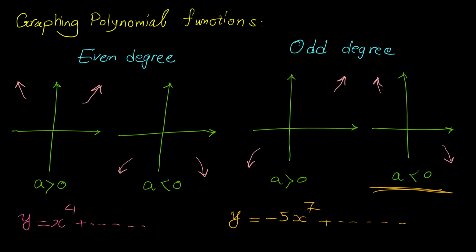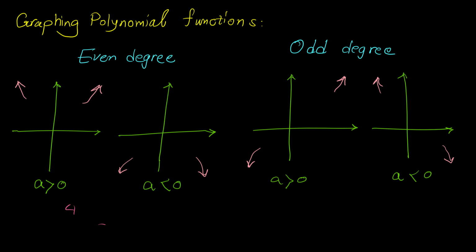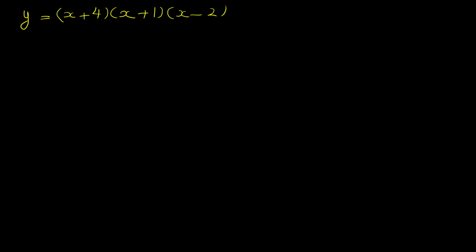Now that we are familiar with the end behavior of the graph of polynomial functions, let's do some examples together. Look at this example. y is given by x plus 4 times x plus 1 times x minus 3. Immediately we check for the degree of this polynomial. This polynomial is of degree 3.